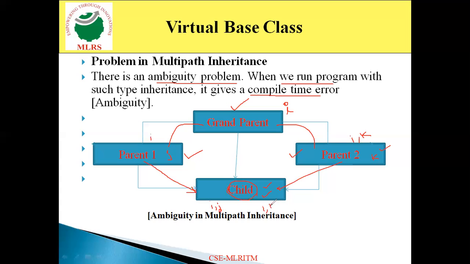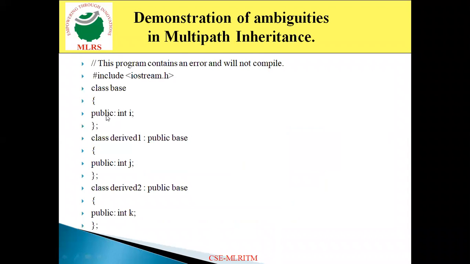Now look at this: the I data member is appearing two times. When we work with the I data member, it generates an ambiguity situation, an ambiguity condition: which I has to be selected? The compiler may select parent 1's I or parent 2's I, so it will be an ambiguous situation. To avoid this ambiguity situation, in C++ we specify something called the virtual base class. Before that, look at the example.